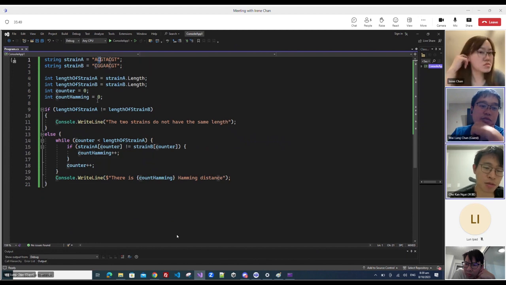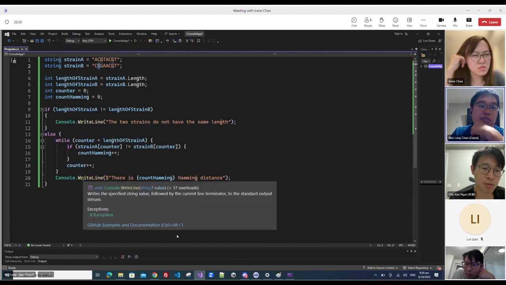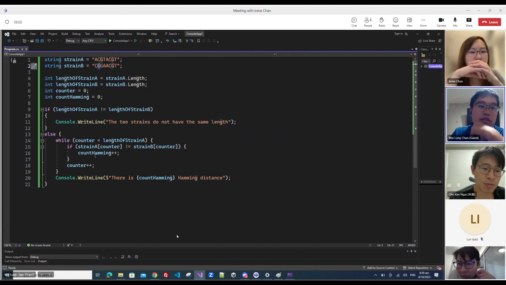If they are not equal, they will not increase the count handling. So the counter increases to 1, and then we get string A1 here, which is C, and string B1 here, which is G. That means they are checking whether C and G are not equal. Yeah, they are not equal, so increase the count handling, and the counter increases again.